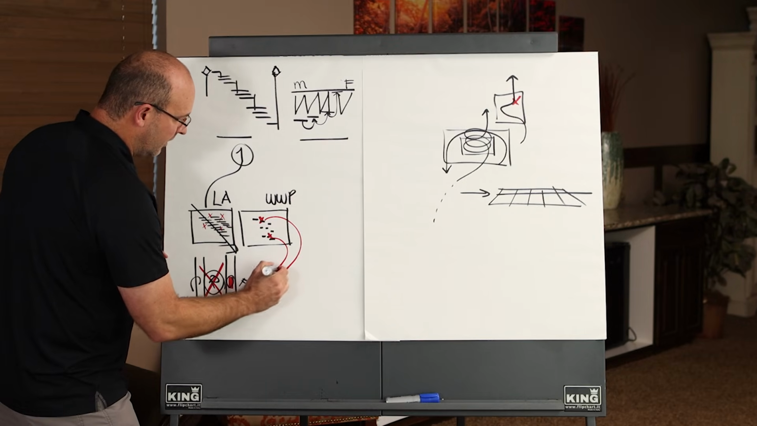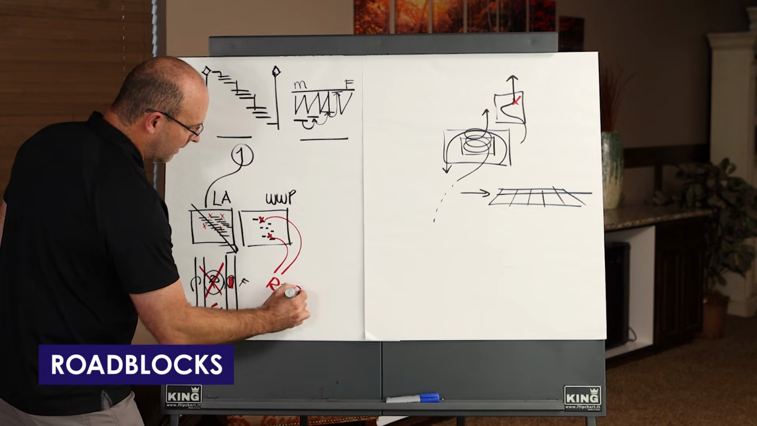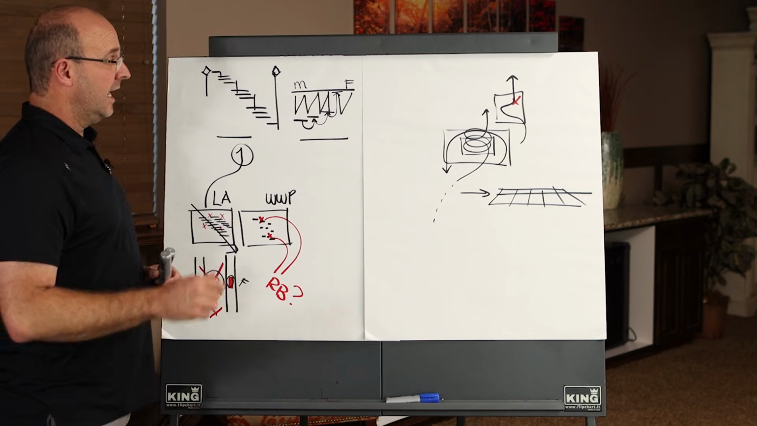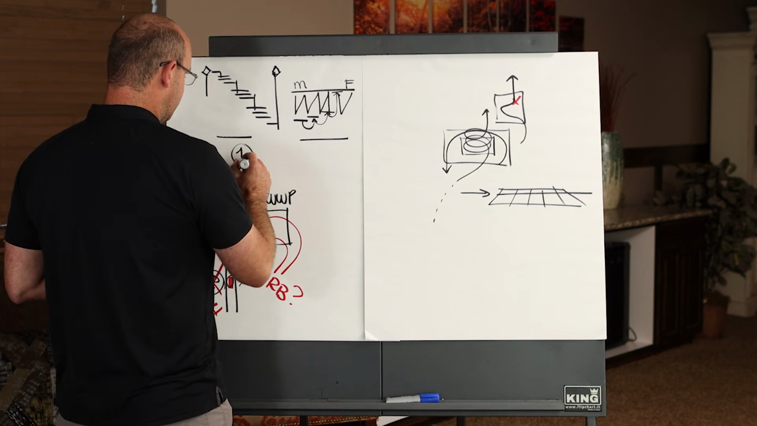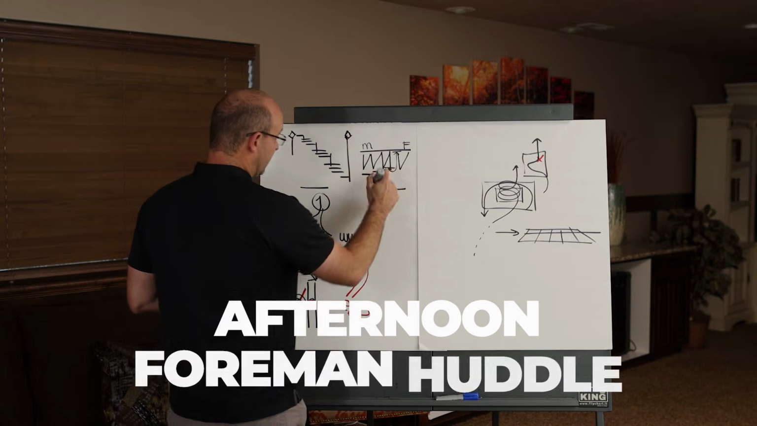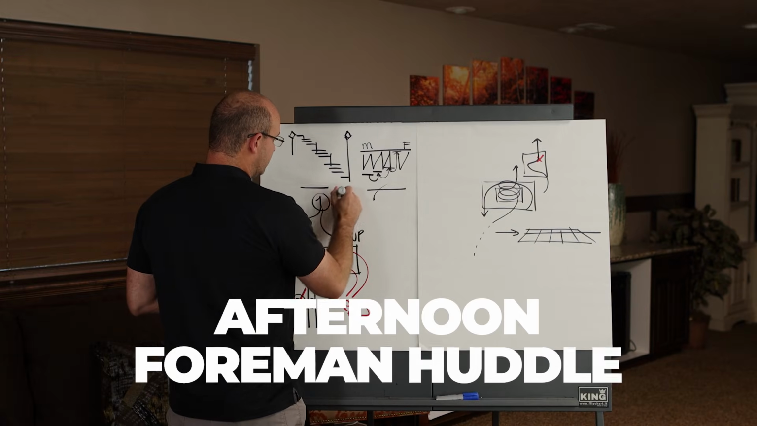But one more time, do I have any roadblocks that are going to affect us? And spend your time attempting to remove them. That's actually the same thing, but in a different meeting. In the afternoon foreman huddle, this was method 2.